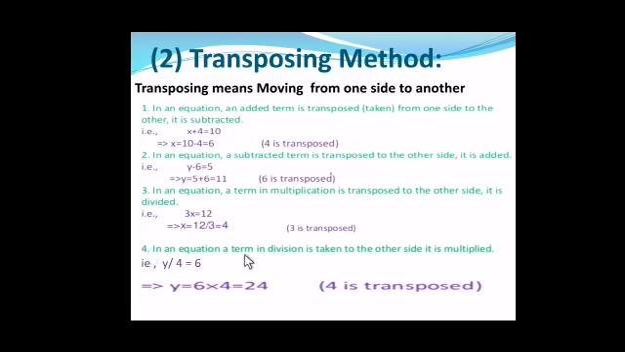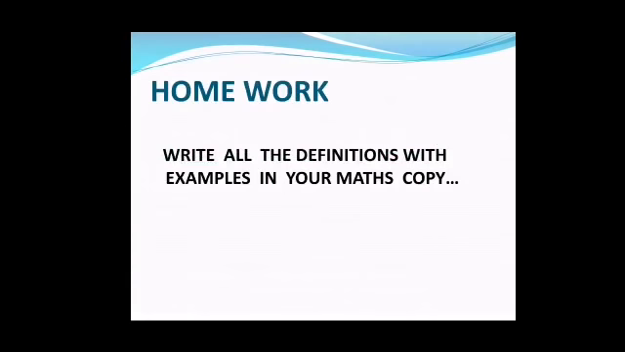Fourth point, in an equation a term in division, when taken to the other side, is multiplied. That is, if y divided by 4 equals 6, then when 4, which is in division, goes to the other side, it has to be multiplied. So y equals 6 into 4. 6 into 4 is 24. You are transposing what? You are transposing 4. So this is the transposing method, meaning moving from one side to the other side.